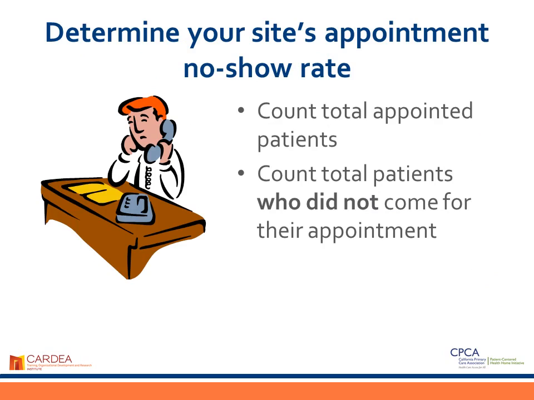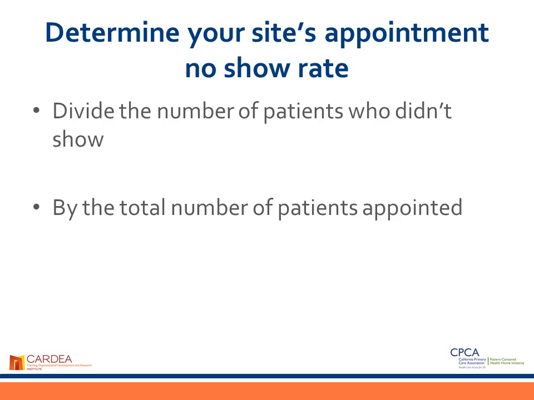The opposite of the show rate is the no-show rate. To get the no-show rate, you count the total number of patients that had an appointment, just like before, and then you count the total number of patients who did not come for their appointment. You divide the total number of patients who didn't come for their appointment by the total number of patients who were appointed.